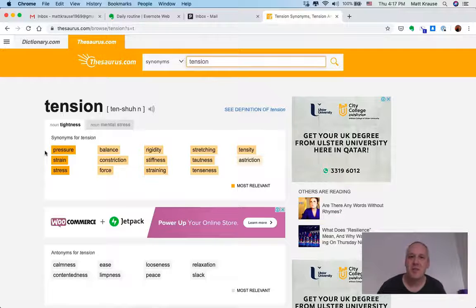Tension is a general word. It doesn't really put any images into our brain. There is tension in the office. It doesn't really tell us a lot. These three words: pressure, strain, and stress.